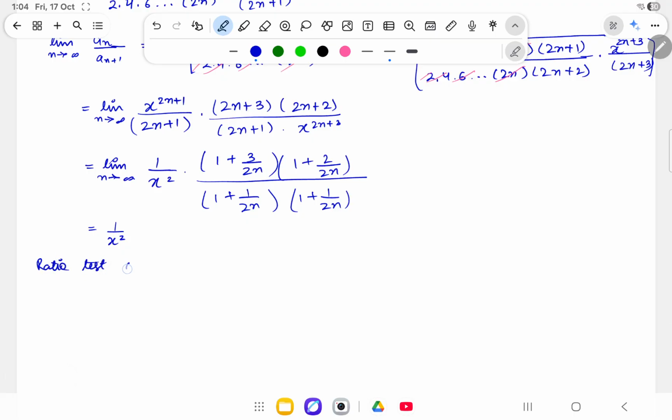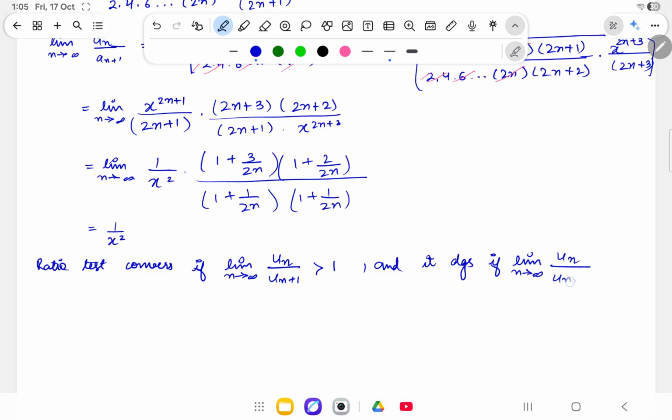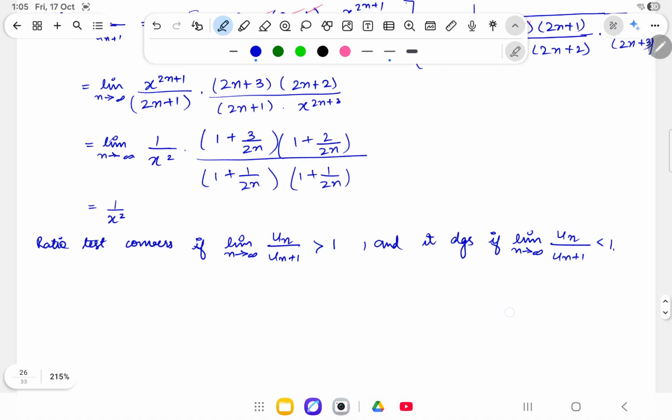The ratio test says the series converges if the limit as n approaches infinity of un by un plus 1 is greater than 1, and it diverges if the limit as n approaches infinity of un by un plus 1 is less than 1. And the test fails when this limit turns out to be 1, that is, when the limit as n approaches infinity of un by un plus 1 equals 1.